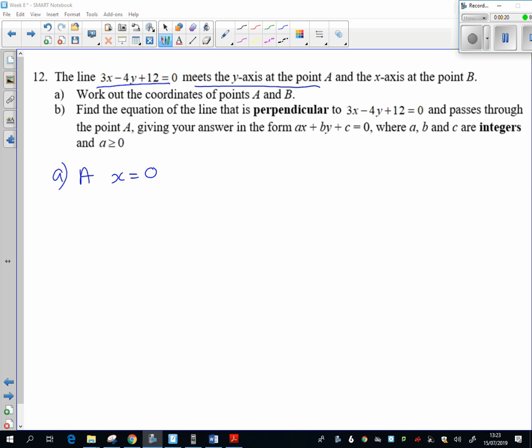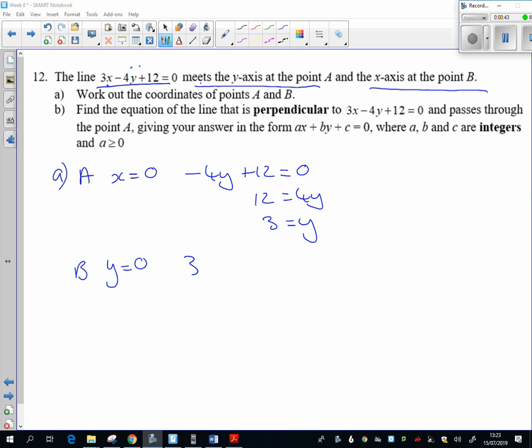So the easiest way to figure that out is don't rearrange this equation at all, just sub x is 0 in, and if x is 0, minus 4y plus 12 is 0, so 12 is 4y, so y is 3. And then it meets the x-axis at point B, so that's going to be when y is 0. So again, if y is 0, that's going to simplify to 3x plus 12, so 3x is minus 12, so x is minus 4.